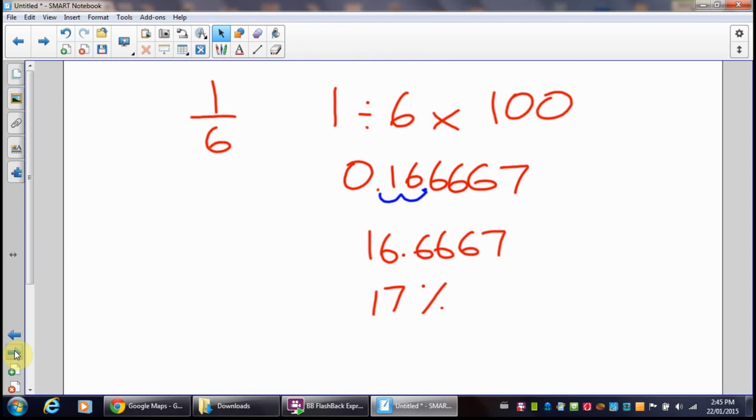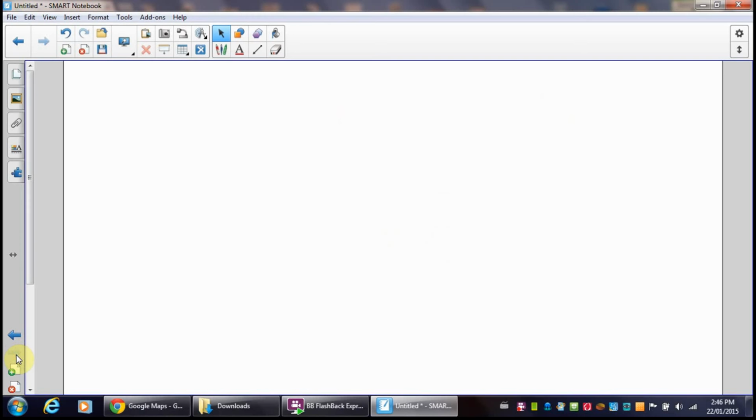And also, I guess that way, if you wanted to know what 4/6 was, you could just have 4 17s, or add 17% to 50% and get 67%. So hopefully you're getting it.